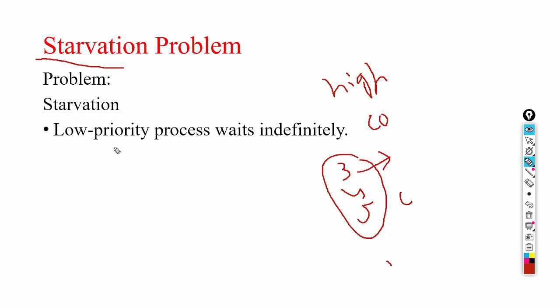A low priority process waits indefinitely. How long do we need to wait? Whenever high priority processes keep arriving at the CPU, we need to wait until those processes are completed. So a lower priority process waits indefinitely. This problem we call the starvation problem.